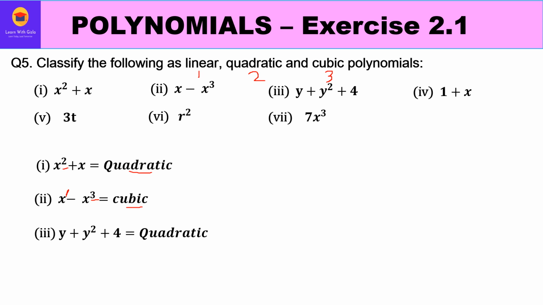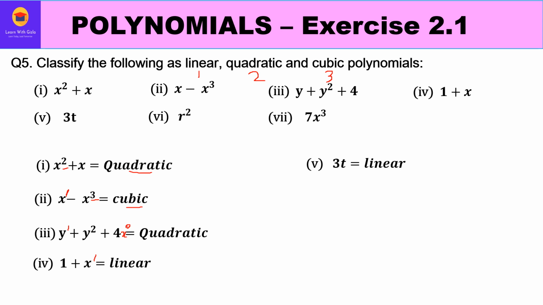In the third one, we have y raised to power 1, y square and 4 into x raised to power 0, we can say. Now here the highest power is 2. So the degree is also 2. When the degree is 2, it is a quadratic polynomial. In the fourth case, here the power is 0, here the power is 1. So it has degree 1. When we have degree 1, then it is a linear polynomial.